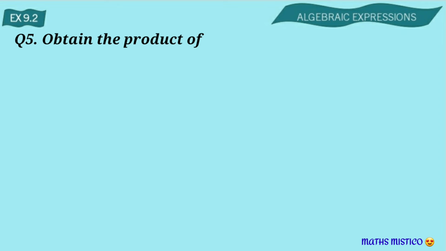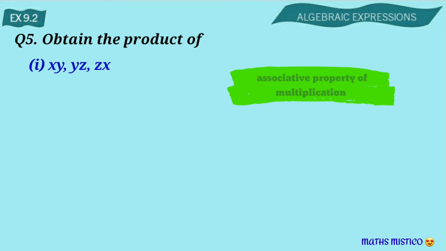If you are not comfortable with this method of multiplying all the 3 together, then you can also use another method which I will be explaining in first part. So in the first part we have xy into yz into zx. In this second method we will use the associative property of multiplication.